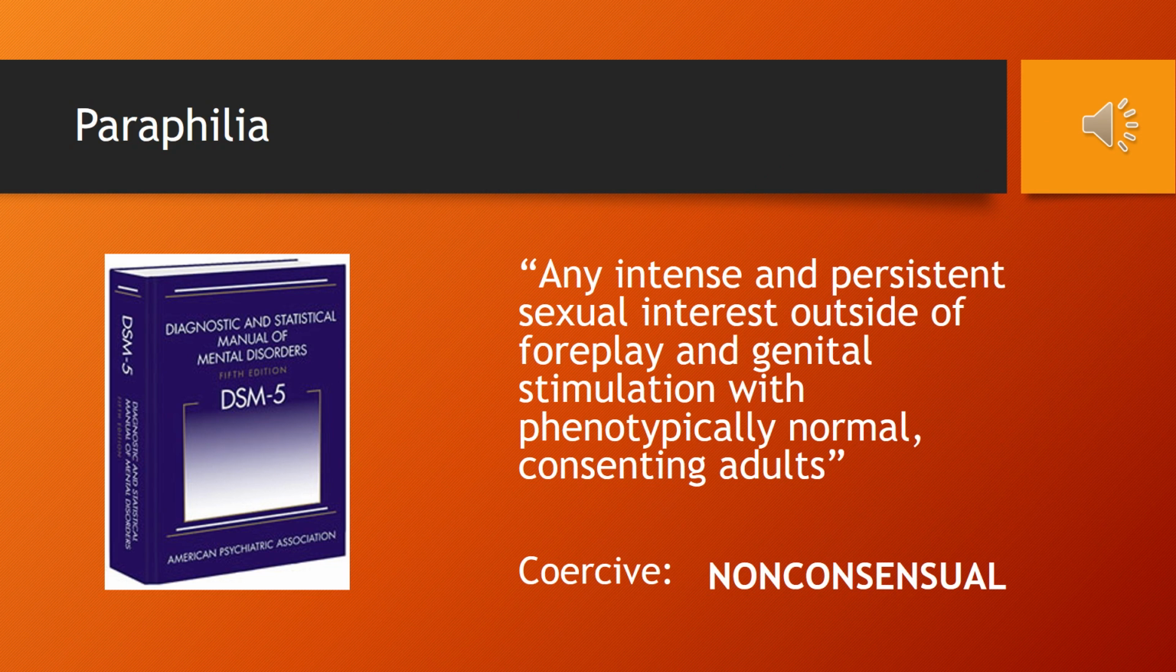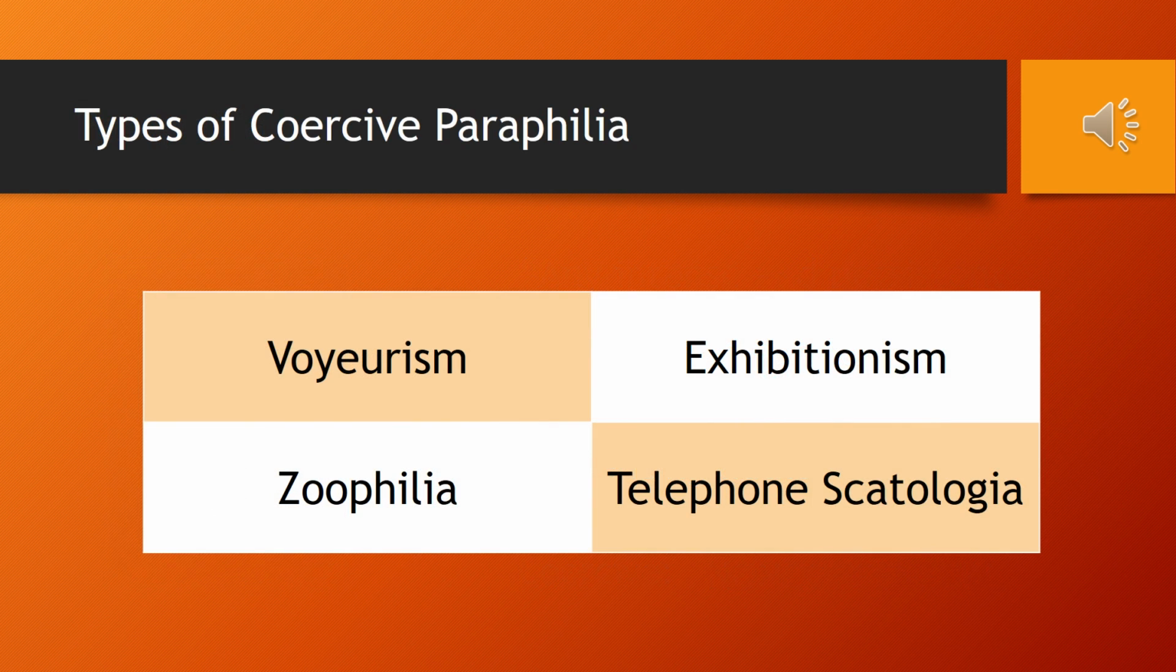According to the Diagnostic and Statistical Manual of Mental Disorders, a paraphilia is any intense and persistent sexual interest outside of foreplay and genital stimulation with phenotypically normal consenting adults. Here we will be specifically covering coercive paraphilias, which is any such sexual activity that is non-consensual. There are 4 types of coercive paraphilias that we will be discussing: voyeurism, exhibitionism, zoophilia, and telephone scatologia.